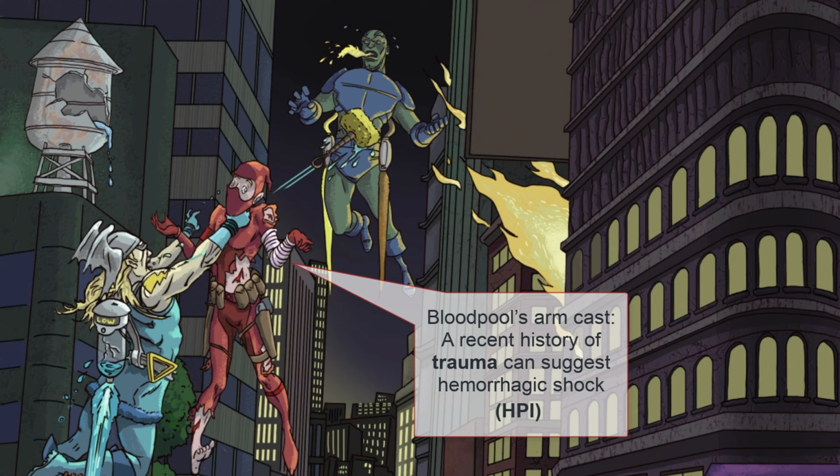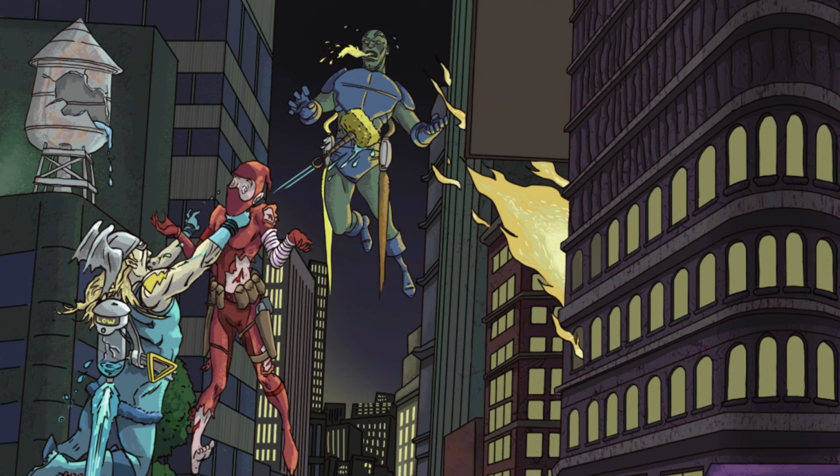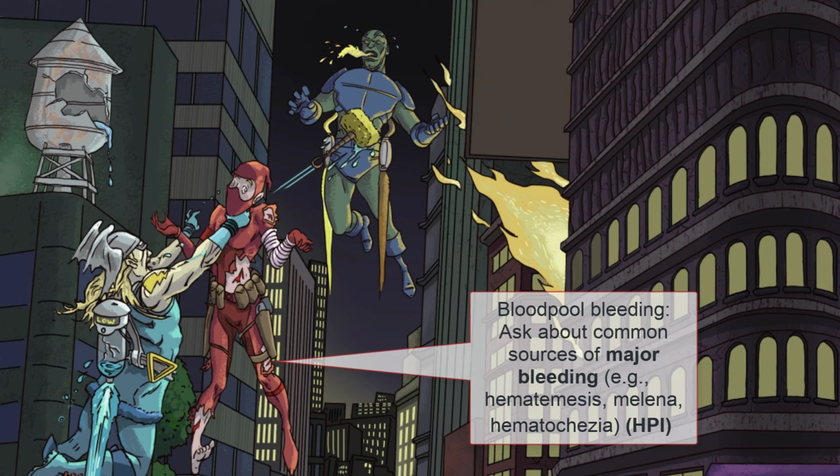Trauma, represented by a recurring sketchy symbol, Bloodpool's arm cast, is definitely a big piece of history that you should ask every patient about. While you might be thinking, can't I just look for the clearly bleeding trauma patient? Many trauma patients may have internal bleeding that might be missed on physical exam. For instance, pelvic fractures can result in liters of blood loss into the pelvic cavity. Definitely enough for hemorrhagic shock to develop. While you're at it, ask about other common sources of major bleeding, most commonly GI bleeding, such as hematemesis, melena, or hematochezia.